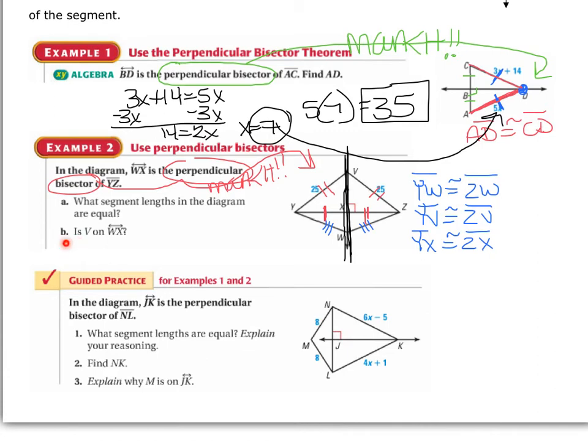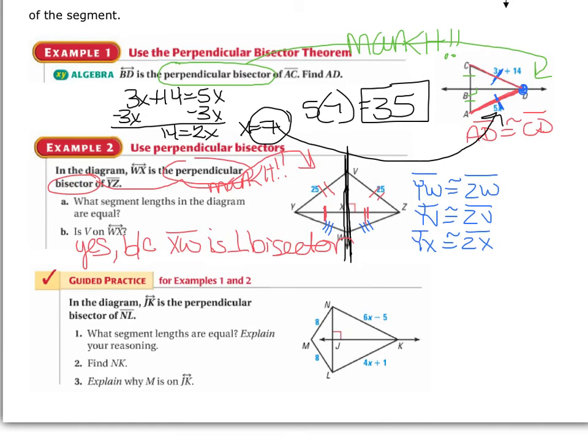The next ask is, is V on line WX? So here's our line WX. Is V on it? Yes, it is. Yes, because XW is the perpendicular bisector. Okay, so go ahead and pause the video and see if you can answer the guided practice for examples 1 and 2 down below, 1, 2, and 3, and then come back and check.